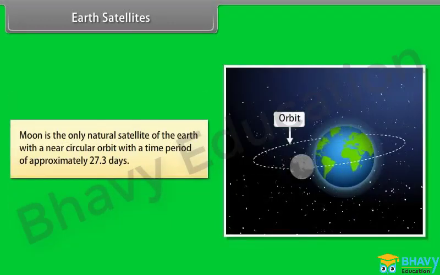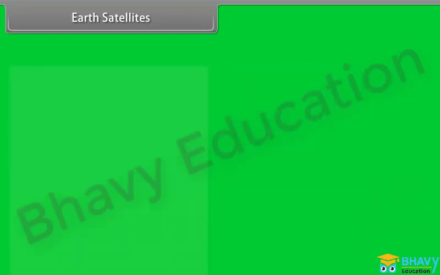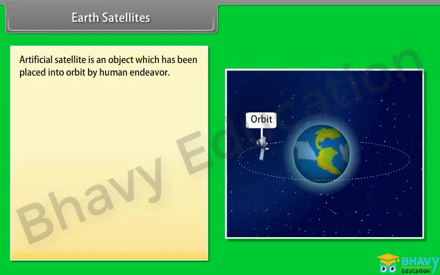Moon is the only natural satellite of the Earth with a near circular orbit with a time period of approximately 27.3 days. An artificial satellite is an object which has been placed into the orbit by human endeavor.